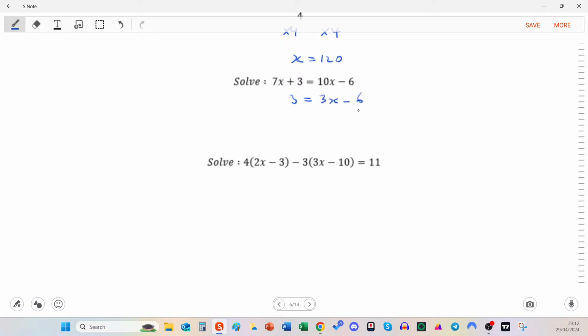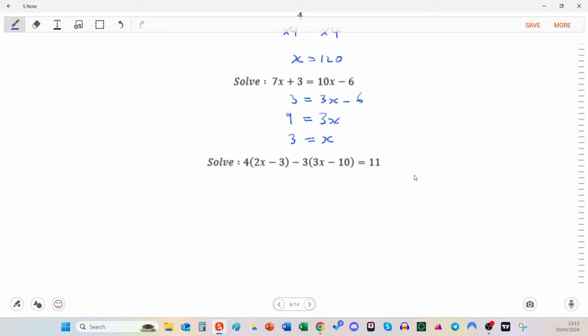And then we're going to add 6 to both sides. And then we're going to divide both sides by 3. And then we get x equals 3. And it doesn't matter if it's 3 equals x, it's the same deal. I'm pretty sure you're okay with that.